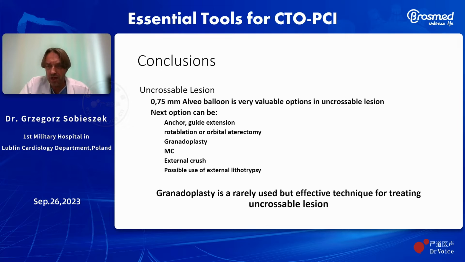Use of microcatheters, especially Tornus or Turnpike Gold, use of external crush, and possible use of intravascular lithotripsy in an uncrossable lesion. And granuloplasty is rarely used, but a quite effective technique for treatment of an uncrossable lesion that we could remember if we have a problem like I had.